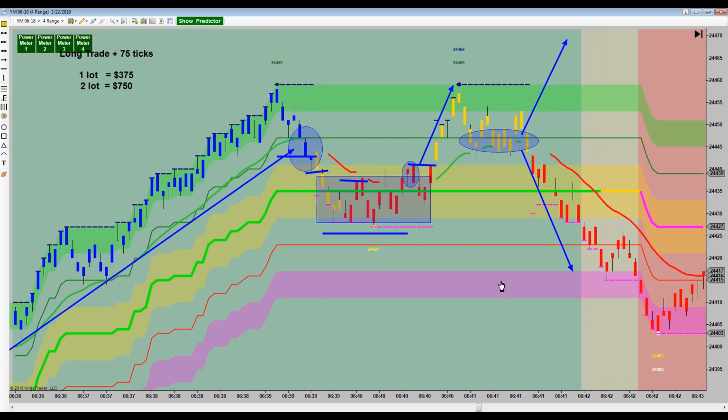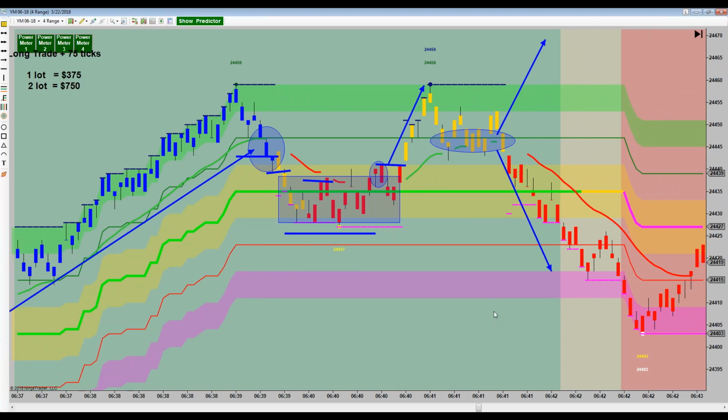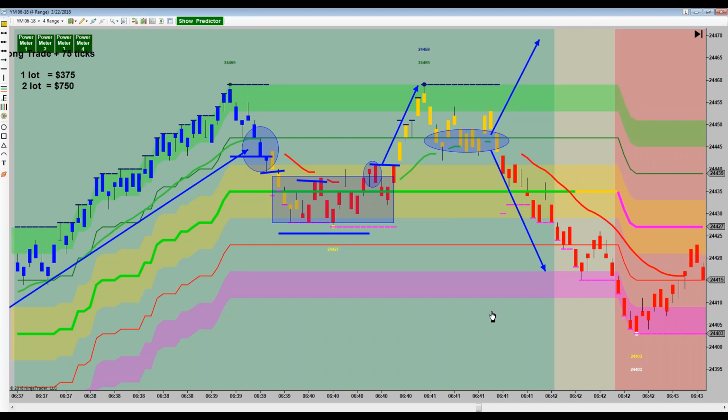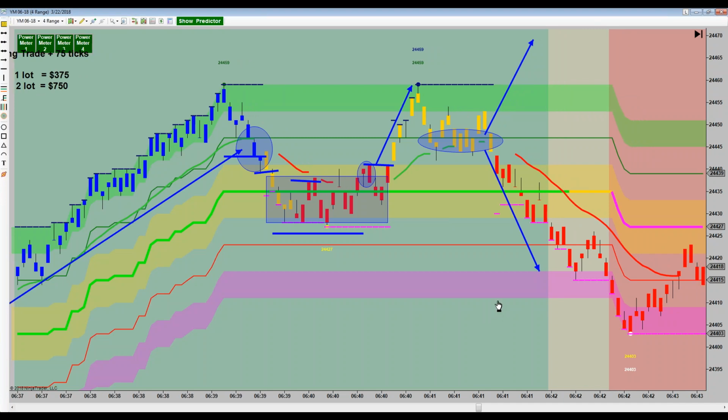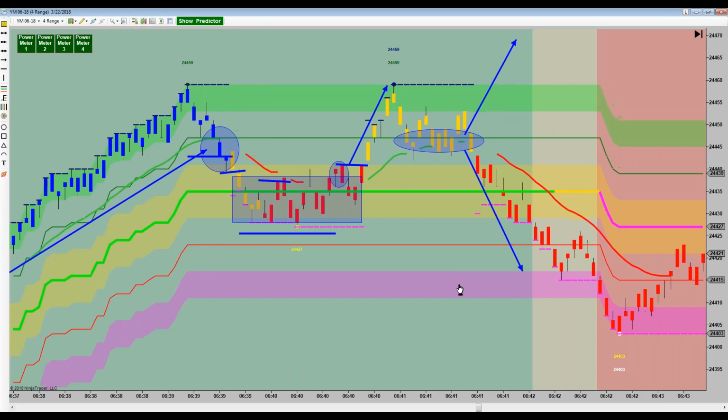$643. Blow the bars up a little bit bigger. Okay, there's your 643. Blow it up even bigger if you want.